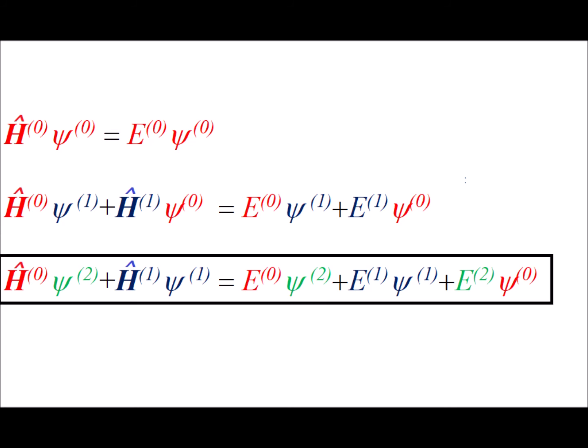If we collect the coefficients of the second order, lambda squared, we get the third line, the equation shown in the box. This series of corrections to second order will not be further discussed in this video. It will be expanded upon in a future video.